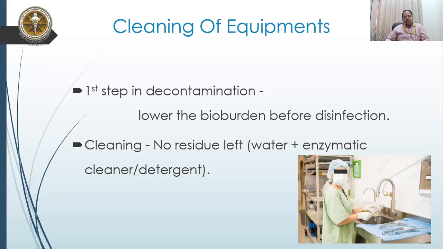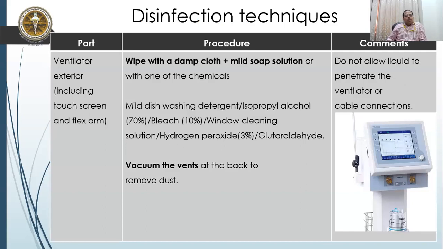You clean the equipment with water plus or minus a detergent or any enzymatic solution which is available in our hospital. Now I'll be discussing different parts of the ventilator which we have discussed a few minutes back, and how to disinfect those individual parts. Let's say the ventilator exterior, which you see in this picture. I have already told you to take a cloth and dip it in a mild soap solution or any detergent, or you can use sodium hypochlorite solution, and clean it with the damp cloth. But be careful that you should not allow any liquid agent or water to go into the ventilator. Then your ventilator may not work afterwards.